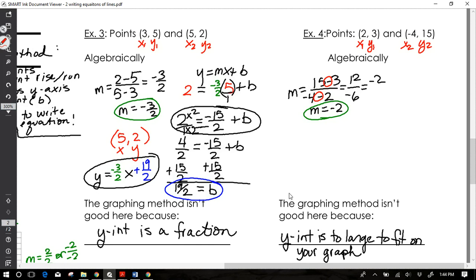Normally I choose the second one. I'm going to choose 2 and 3 because the numbers are smaller and easier for me to work with. So the 2 is an x value and the 3 is a y value. And we're going to plug those in to y equals mx plus b.